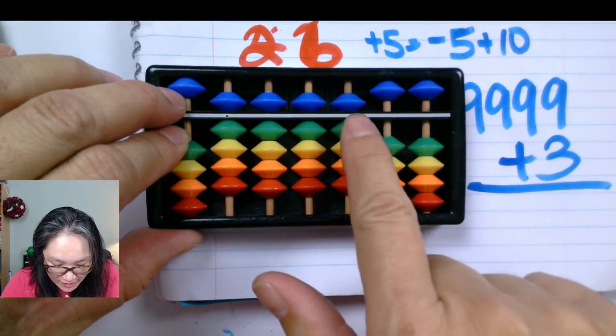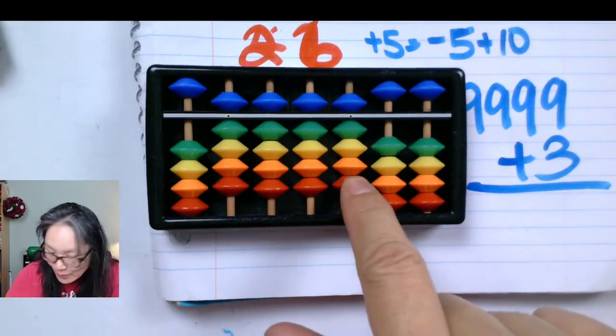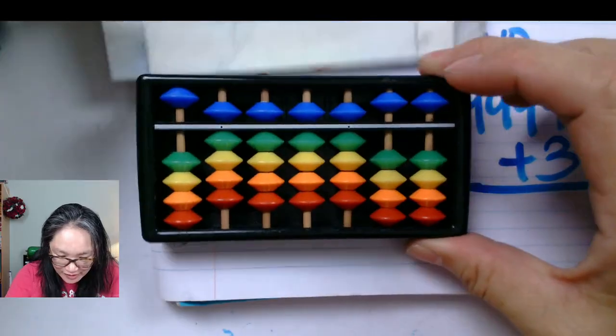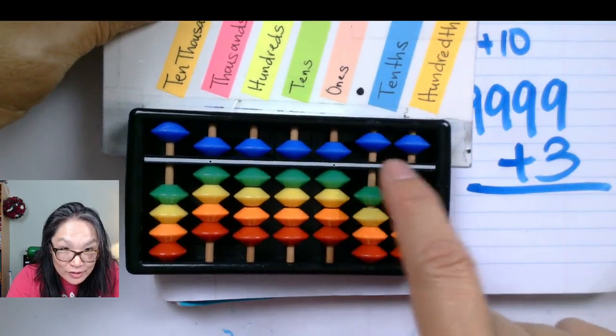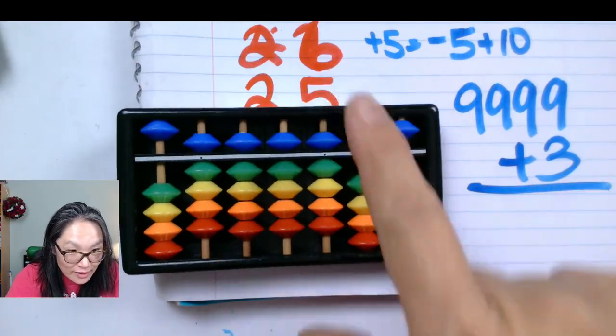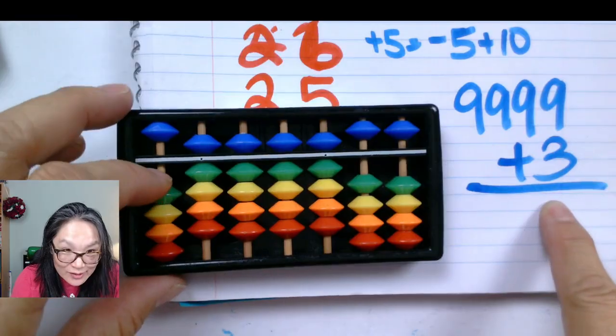Calvin, the reason why I start here is because I have my ones indicator. This is my ones indicator, so my decimals, my tenths, and my hundredths are to the side. That's why I do it here. So I'm going to add the 3.